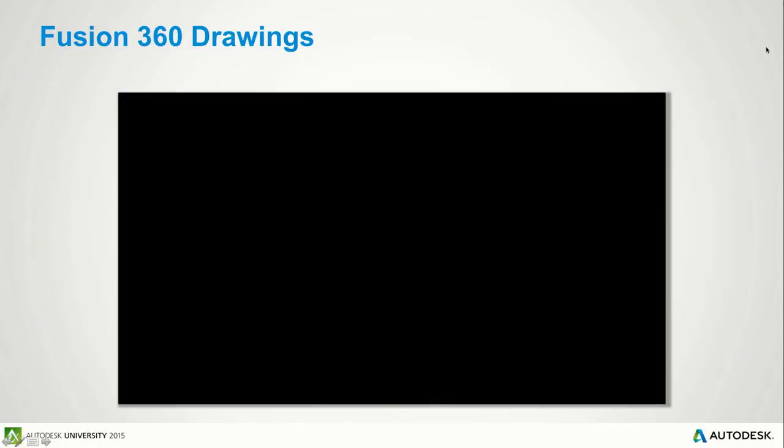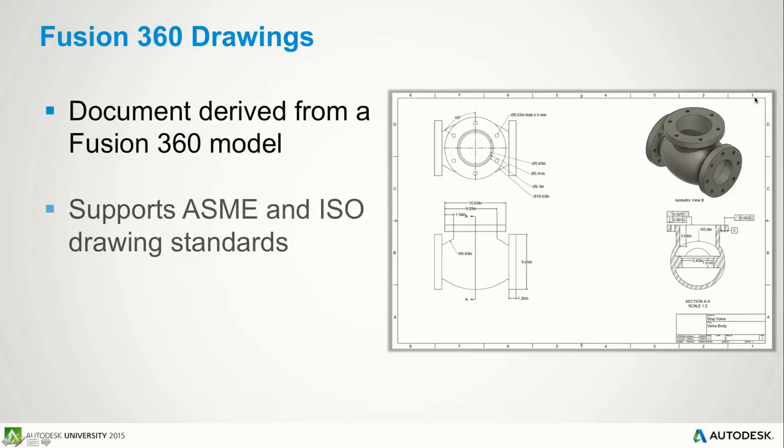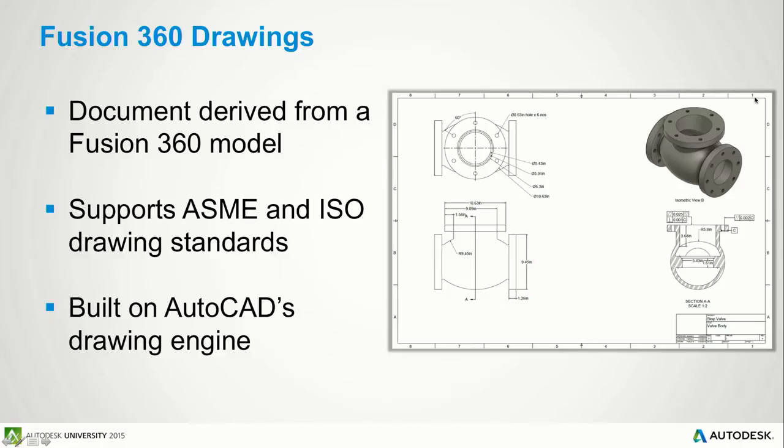Okay, there you go. So to expand on that, a Fusion drawing is a document that's derived from a Fusion 360 model. And at this point, you can create ASME or ISO drawings. I think in the future, we're also looking at expanding to GB, DIN, and JIS. But at this point, we have ASME and ISO.